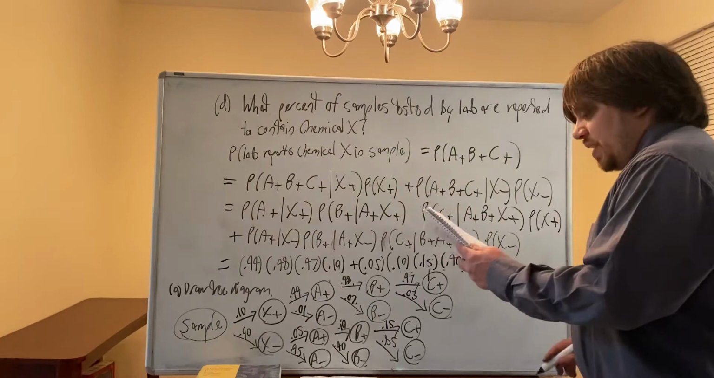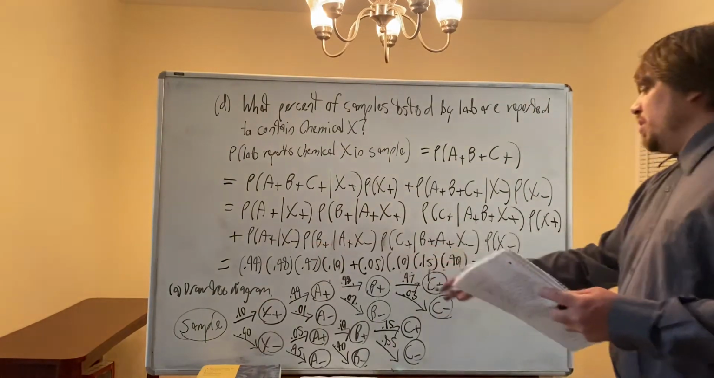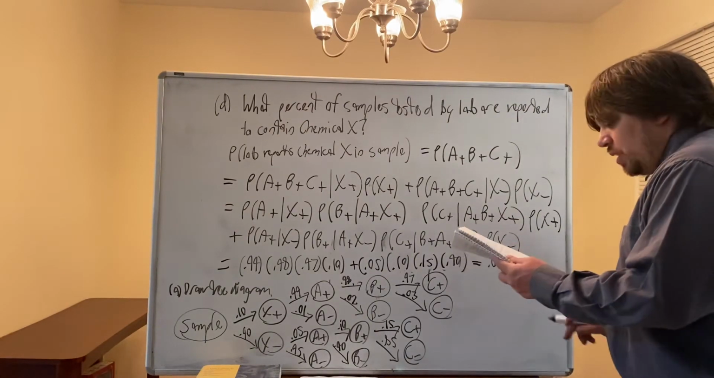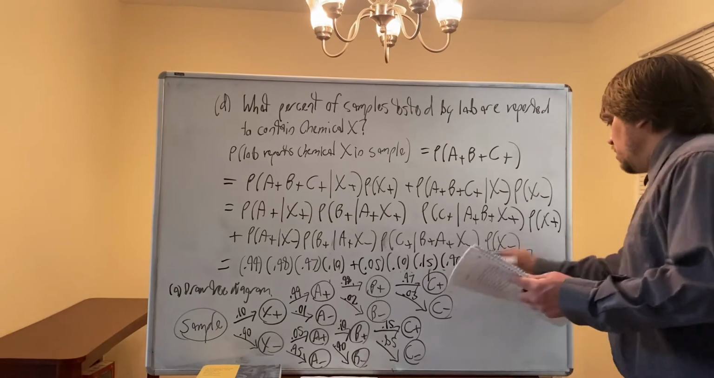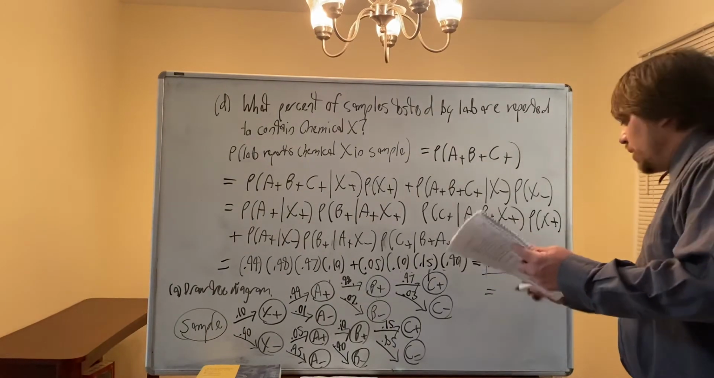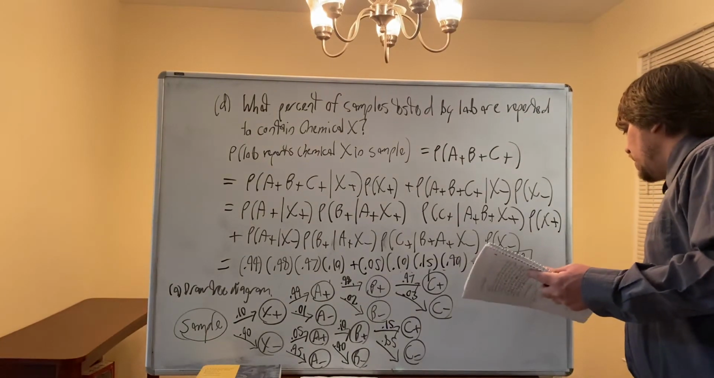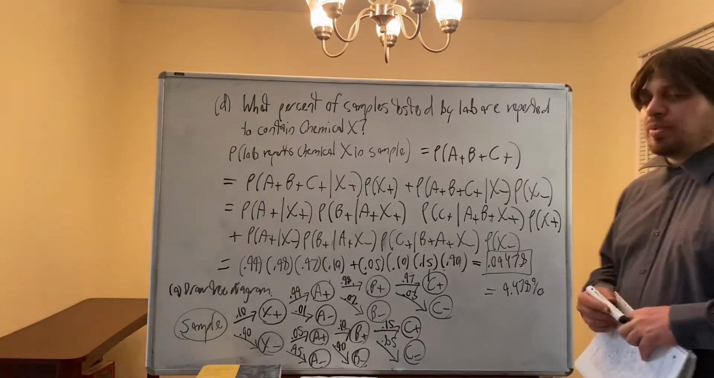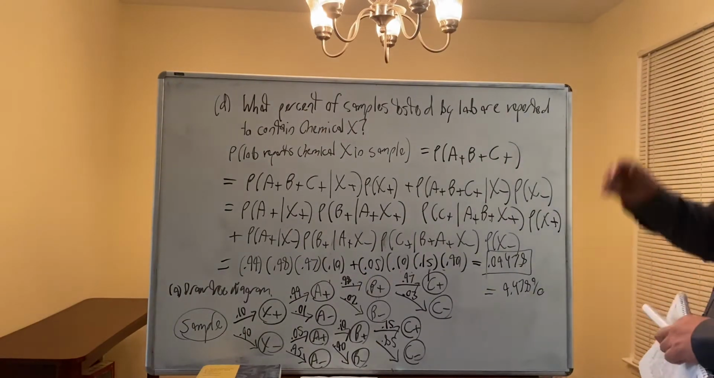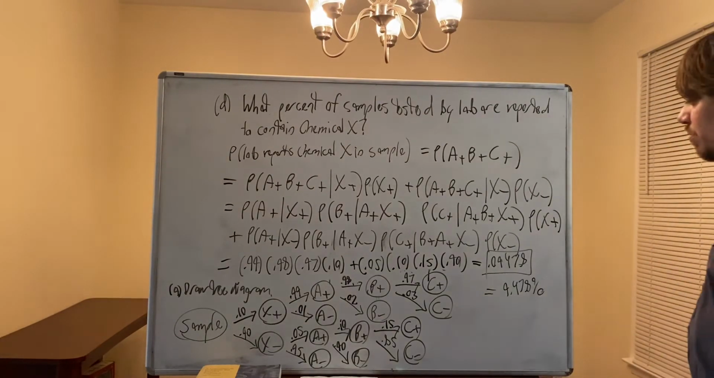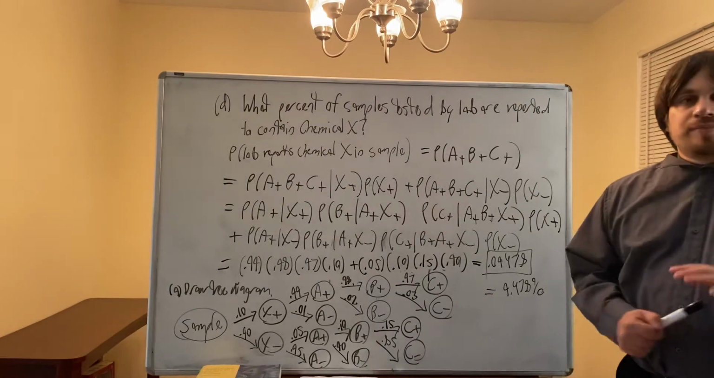And so as a decimal, the sum of those products, those four things multiplied plus those four things multiplied, is equal to 0.09478. And as a percent, if you're curious, that's 9.478%. So less than a 10% chance. So 9.478% is the percent of the samples tested that are reported to contain chemical X.